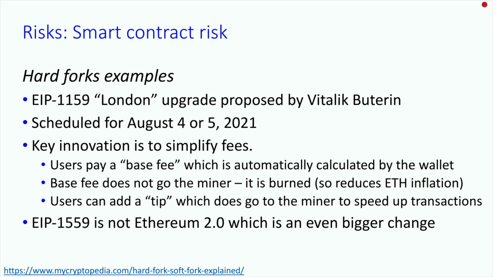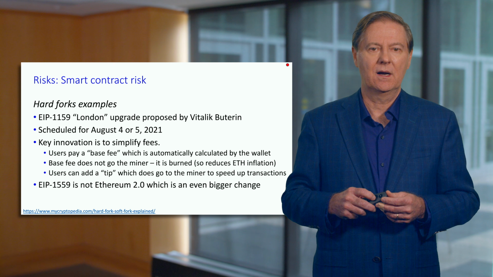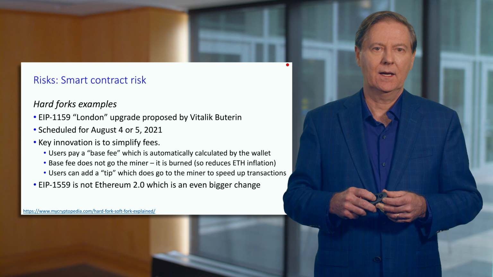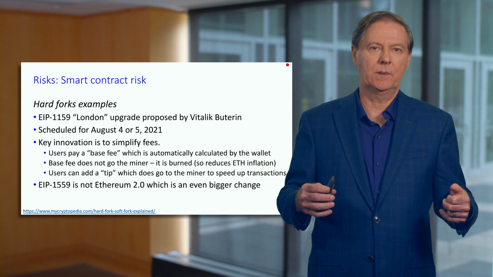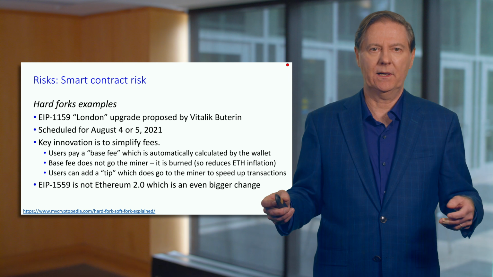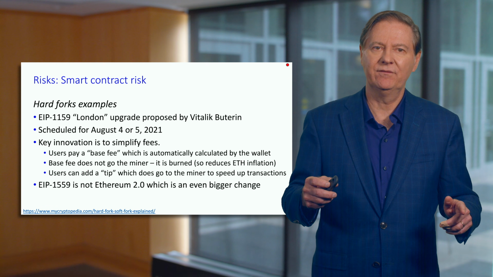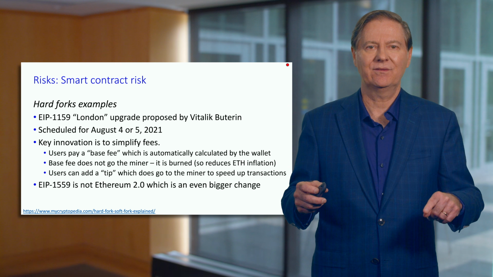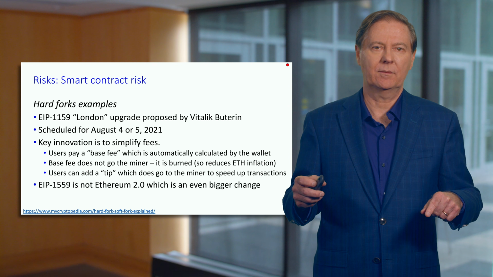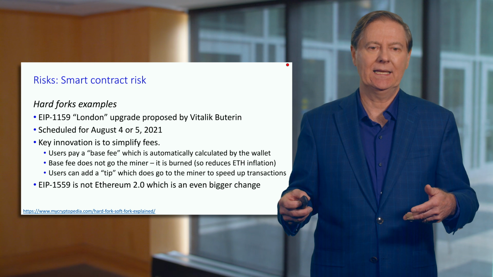So I mentioned the London upgrade that was originally proposed by Vitalik a number of years ago. And that is basically scheduled for August 4th or 5th, 2021. I've talked about this briefly, but there's a number of improvement protocols within this fork. And this is agreed upon by the community. Some of them were more contentious than others, but I've mentioned EIP-1559 before, and let me mention it again because it's very important for this protocol. All of these improvements make it a little more friendly to interact as a user with Ethereum.